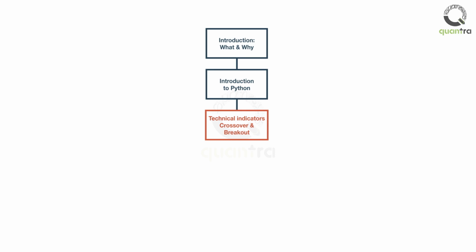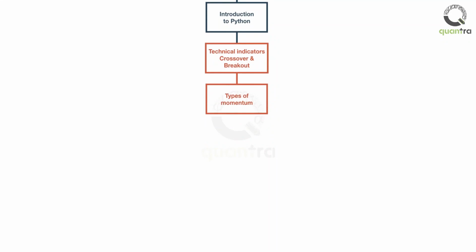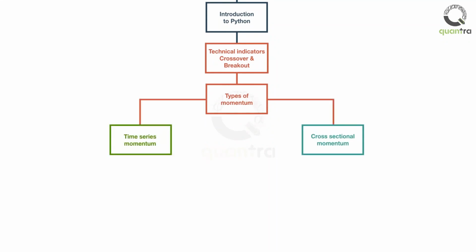You will implement this strategy on a custom volatility decile-based portfolio. Next, you will understand the types of momentum strategies, namely time series and cross-sectional. You will explore the difference in their approaches with the help of examples. You will then explain the importance of the look-back and holding period in a momentum strategy.